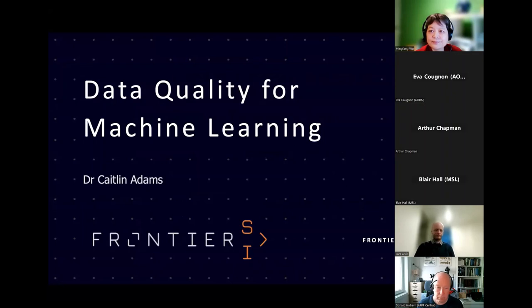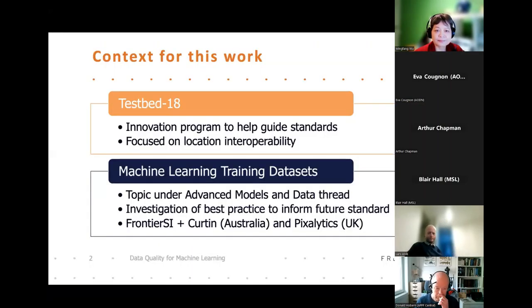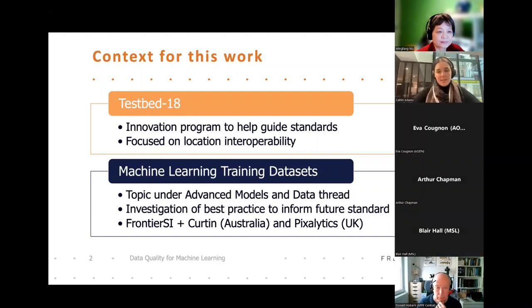To give you some context for where this piece of work came from, it was done as part of an Open Geospatial Consortium, OGC, testbed. The testbeds are innovation programs that can be used to help guide standards. This particular testbed was focused on location interoperability, and under the advanced models and data thread, there was a specific topic about machine learning training data sets.